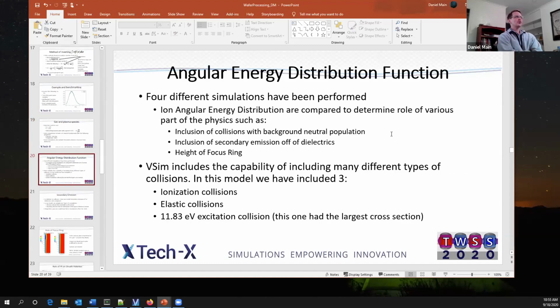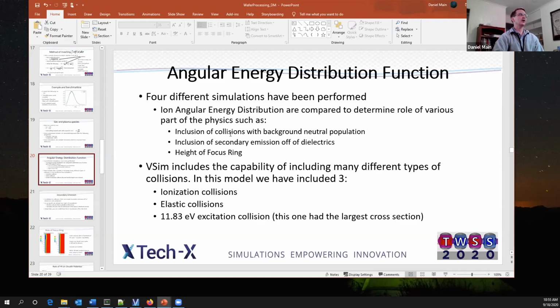So let me go over the angular energy distribution function. I've written a post-processor to do that, and I'll show you how to use that. That can be done within VSim. Basically, what I'm doing is binning in angular and energy space. And there's a nice history that can be utilized in VSim that allows for very nice post-processing.